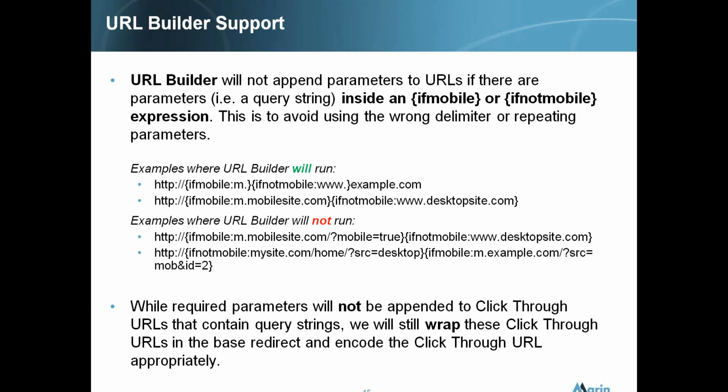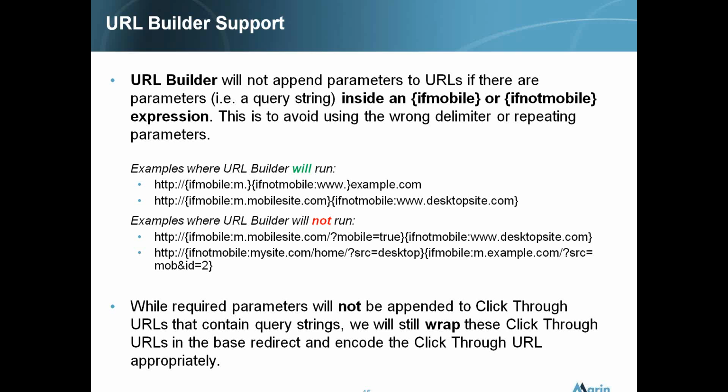Please keep in mind that URL Builder will not append parameters to URLs if there are parameters or a query string inside of the squiggly brackets. So here's a couple of examples on this slide. What will run is having the m dot or even your entire website within that parameter. So m dot versus m.mobilesite.com. So if that's all that's in the ifmobile, ifnotmobile parameter, URL Builder will run just fine.